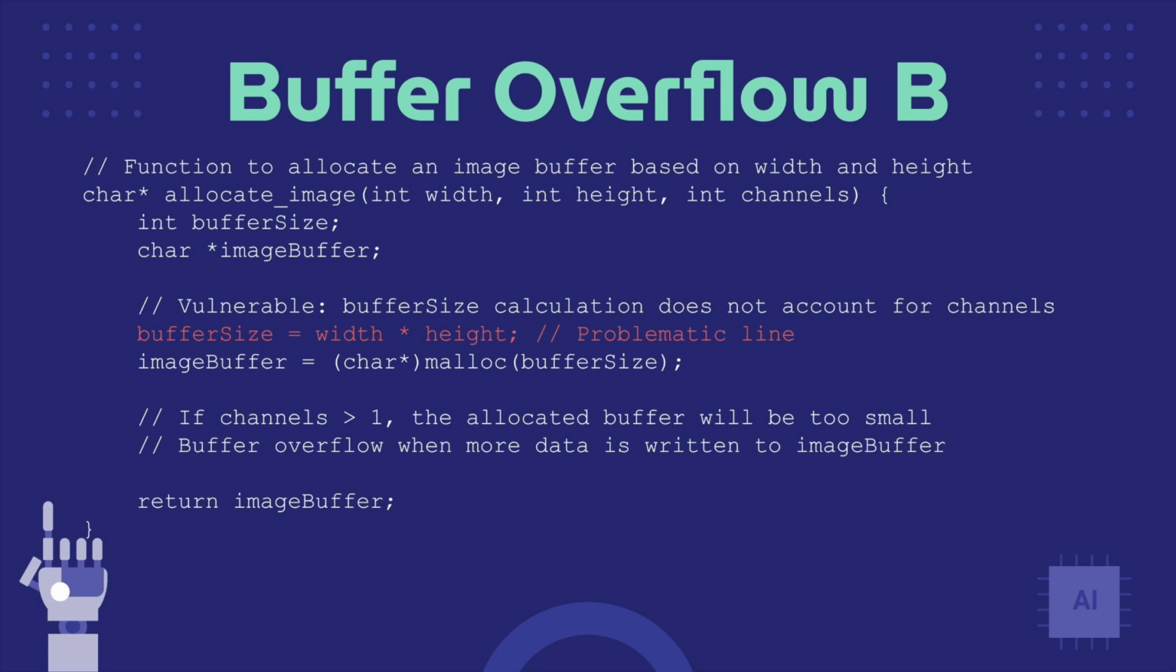Here's another example of buffer overflow. The function is designed to allocate an image buffer. The buffer size variable is calculated based on the image's width and height, but crucially, it fails to account for the number of color channels. Consequently, if the image has more than one channel, which is common with color images, the allocated buffer will be too small. This oversight can lead to a buffer overflow when more data is written to the image buffer than it can hold, potentially allowing attackers to execute arbitrary code or cause a system crash. It's a common and dangerous security flaw that every developer needs to be vigilant against.